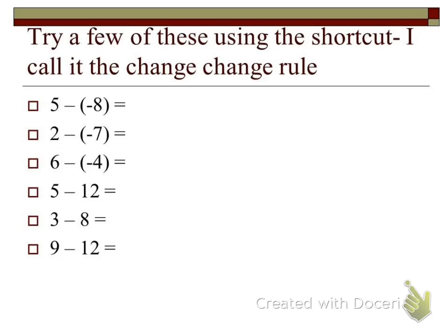So let's try a few of these using the shortcut that I call the change rule, because you're changing both of the signs. So here I have 5 plus 8. That's 13. 2 minus negative 7, and these two negatives right next to each other should look very strange to you, and you should want to change them into positives. So now I have 2 plus 7, which is 9.